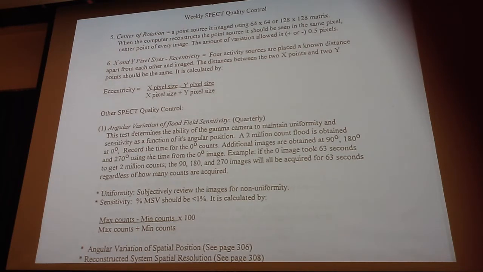So you need to either contact your manufacturer, or you need to just set up a policy of, okay, every week we're going to do a 120 million count flood on Friday night when we leave. Okay, that way it'll accumulate over the weekend, and on Monday you should be ready to go.